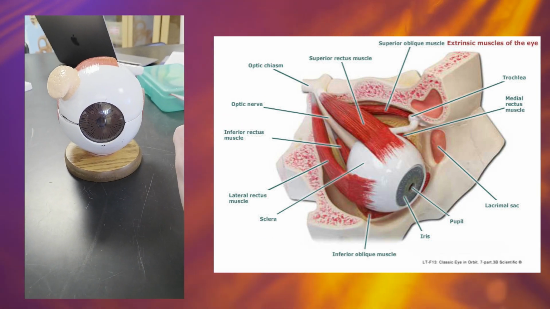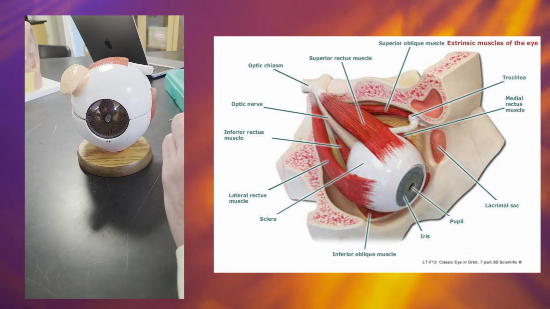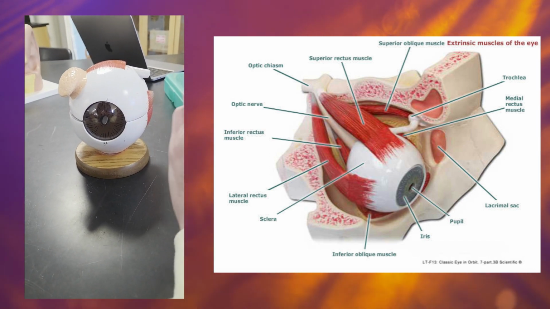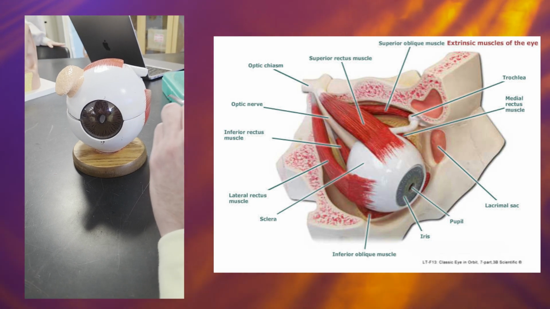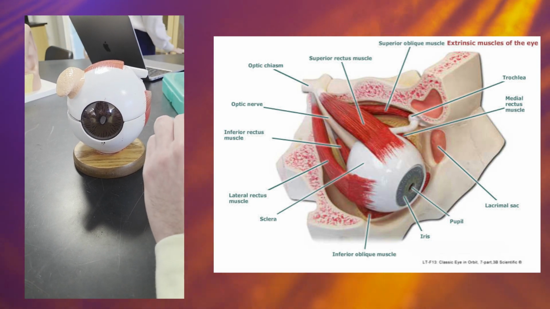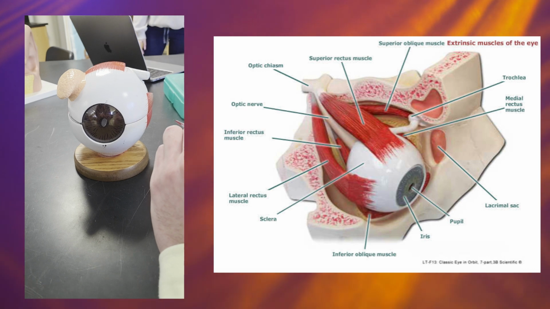On the opposite side, the medial side, you can't see it on this module, but there's going to be another sac on the medial side. It's called the lacrimal sac. It's responsible for the same function as the gland as well.